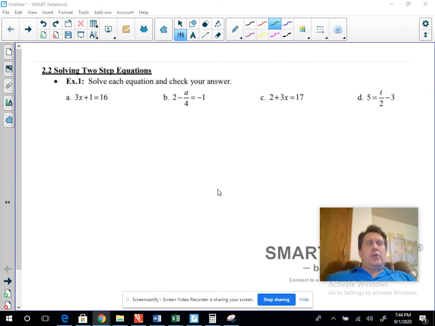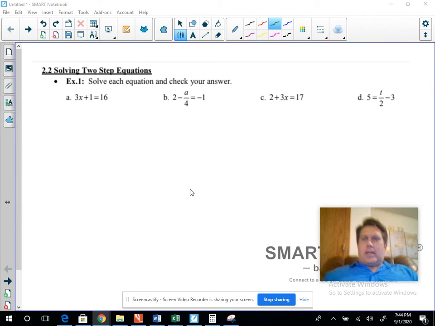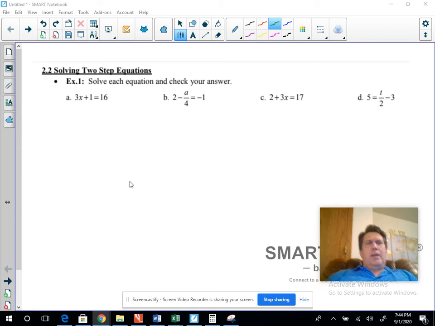2.2, solving two-step equations. We just got done with one-step equations, so now we're doing two-step equations. Two-step equations are what they sound like. It's going to take us 2 steps to get this done. So we look at this problem. Remember, the goal is still to get x by itself.